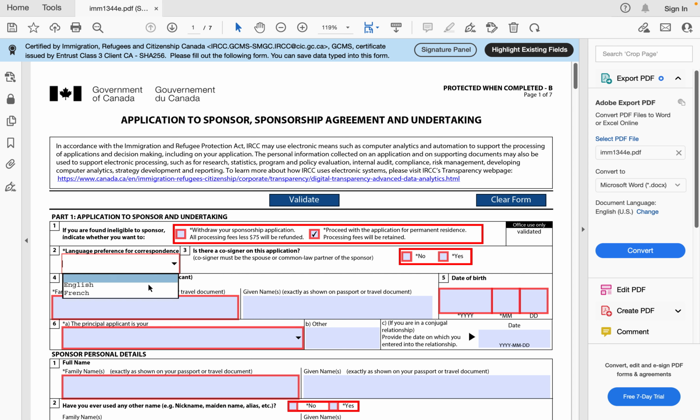Then you select the language you're comfortable with. For me it was English. And is there a cosigner on this application? Simply, in case the sponsor does not have the financial capacity, that's when a cosigner would come. But in my case there was no one as such, so it was no.